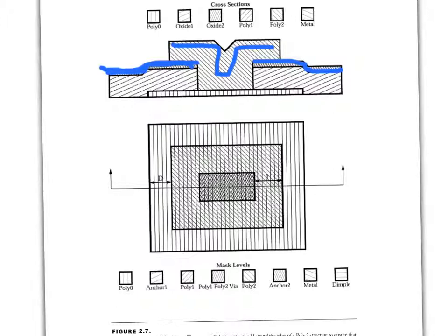Because poly 1 to poly 0, you only had to be good to 4 microns. But poly 2 to poly 0, you need more space, right? More envelope. Why? Because you have more layers between.